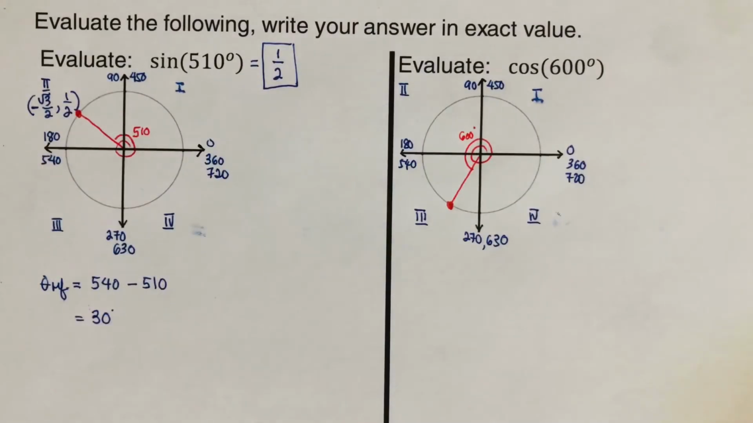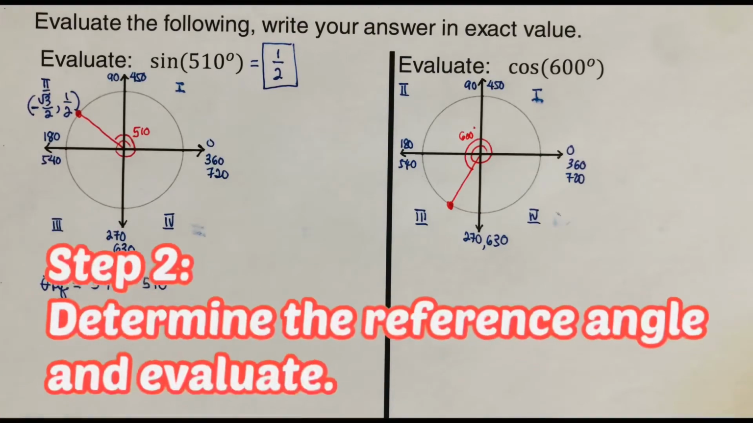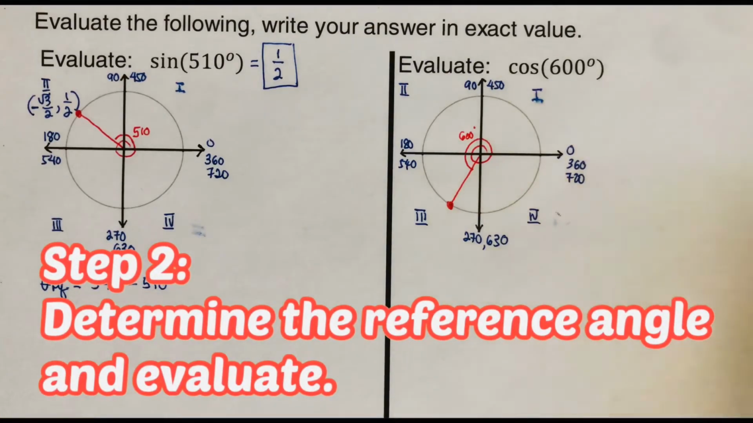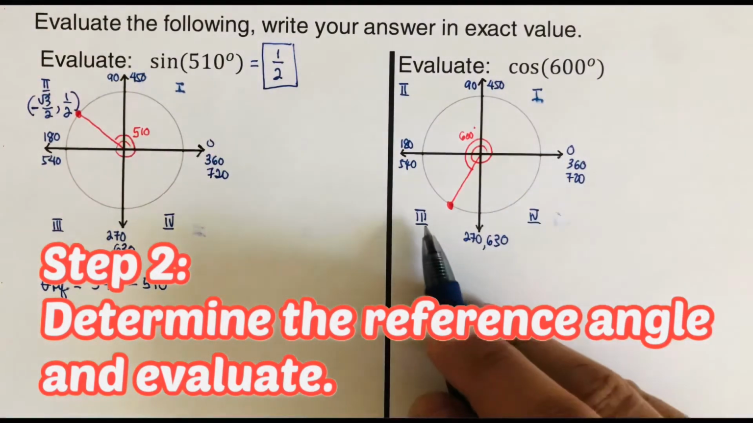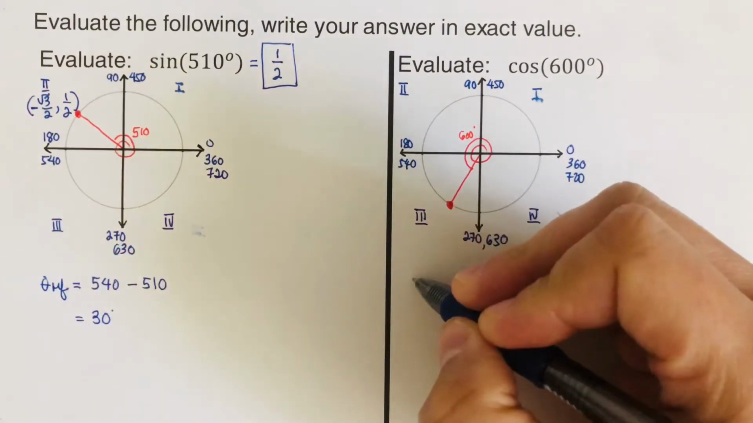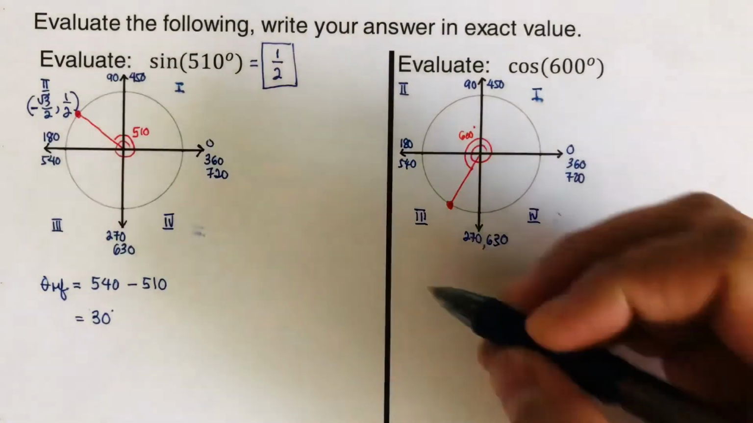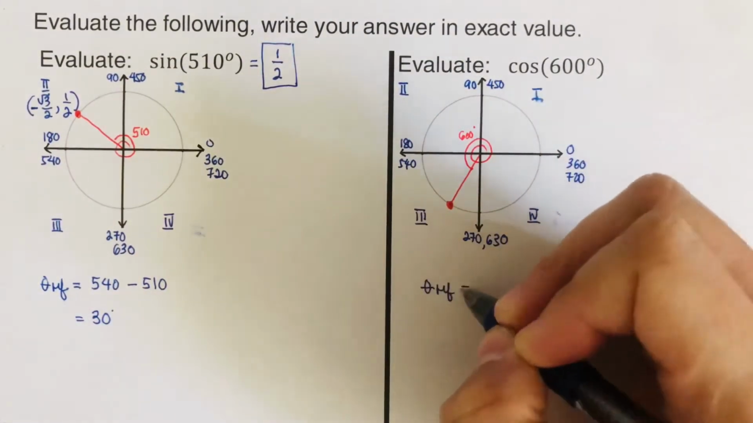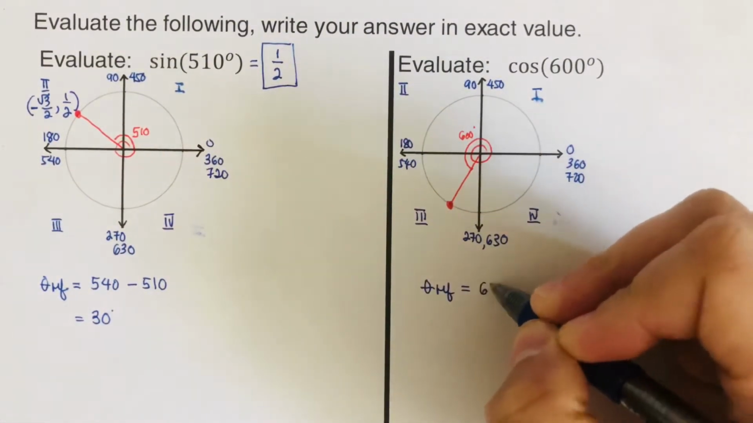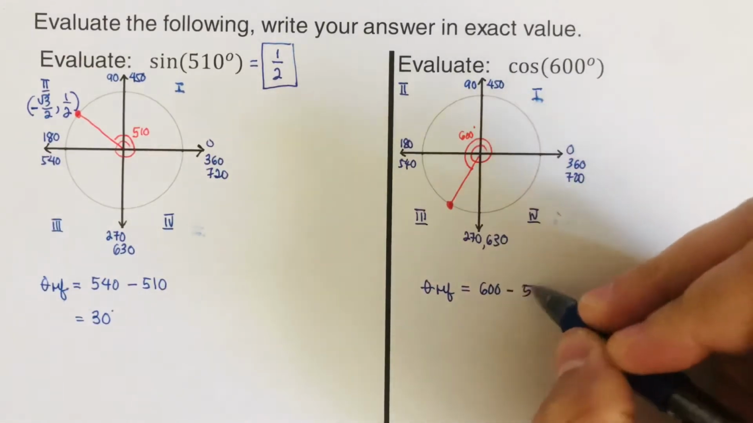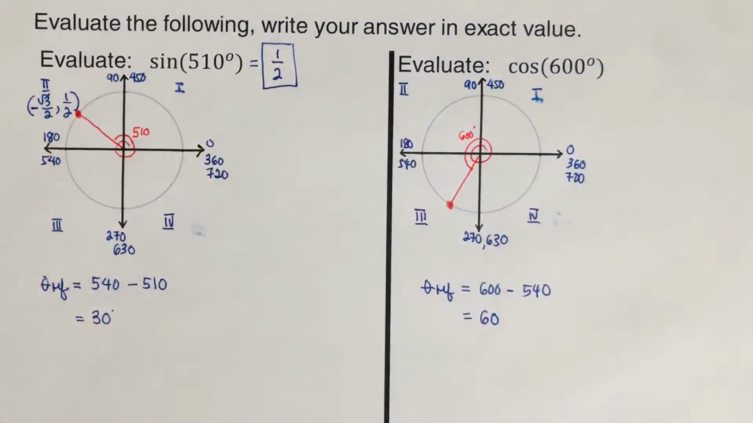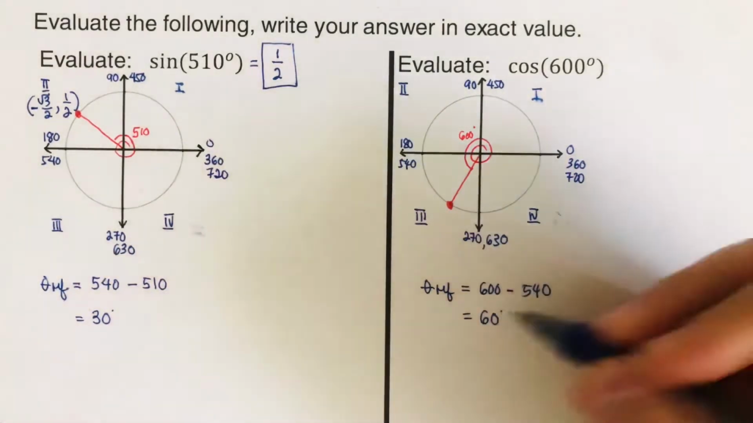So then we go ahead and move on to the second step. The second step is to determine the reference angle, and we evaluate. So in this problem, since this is in the third quadrant, I'm going to determine the reference angle using the formula we had on the first slide. Okay, so our reference angle is 60.